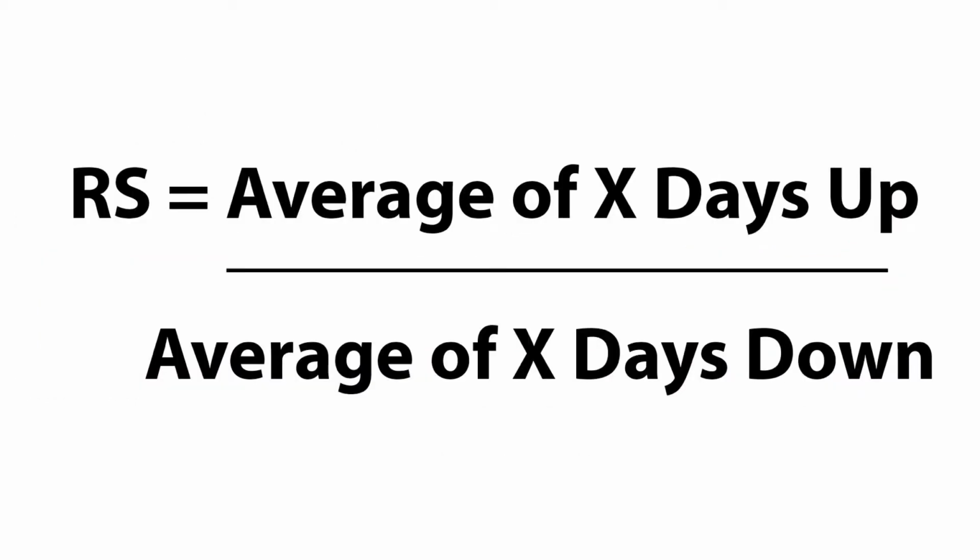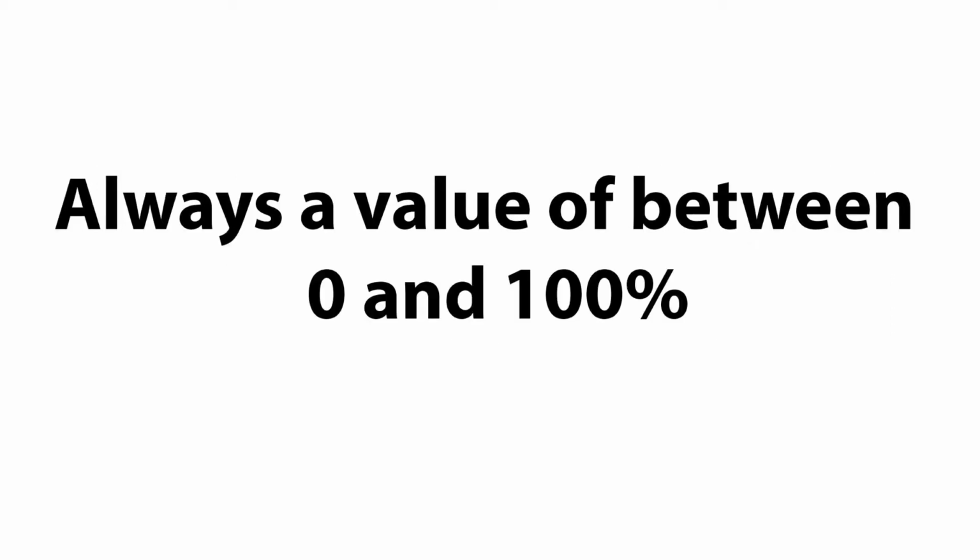And of course the inverse applies. If over the last 14 days the market went down for 4 of them, the number of points lost over those 4 days are added up and divided by 14, and we end up with an average. Average of X days up divided by average of X days down. Once this gets plotted on the chart, we always have a value of between 0 and 100%.